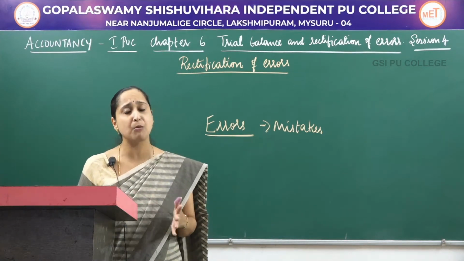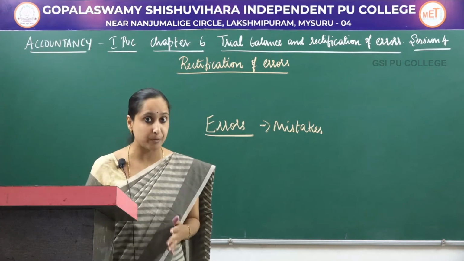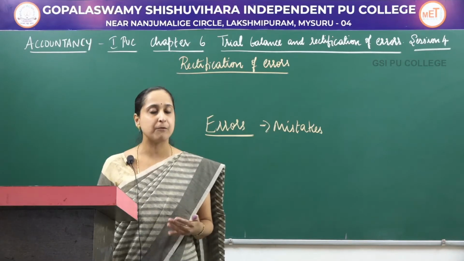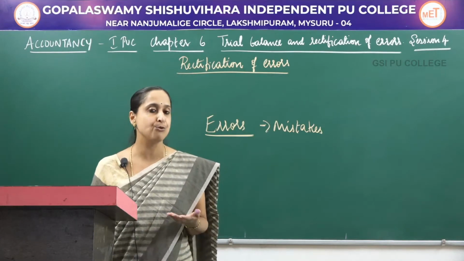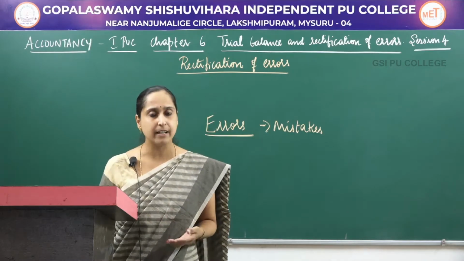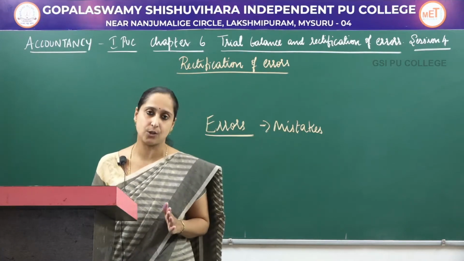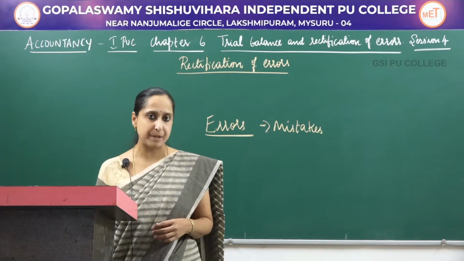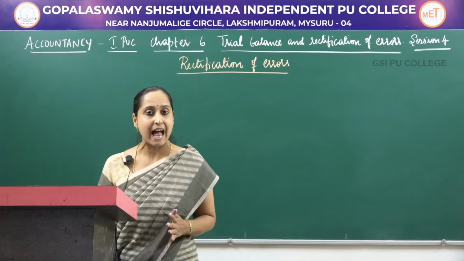There are large amounts of transactions which have to be recorded by the bookkeepers in the books of accounts. It is obvious that while posting transactions into journals and ledger, errors may happen. So these errors may be due to negligence of the bookkeepers or due to lack of knowledge of accounting principles. So this is error.